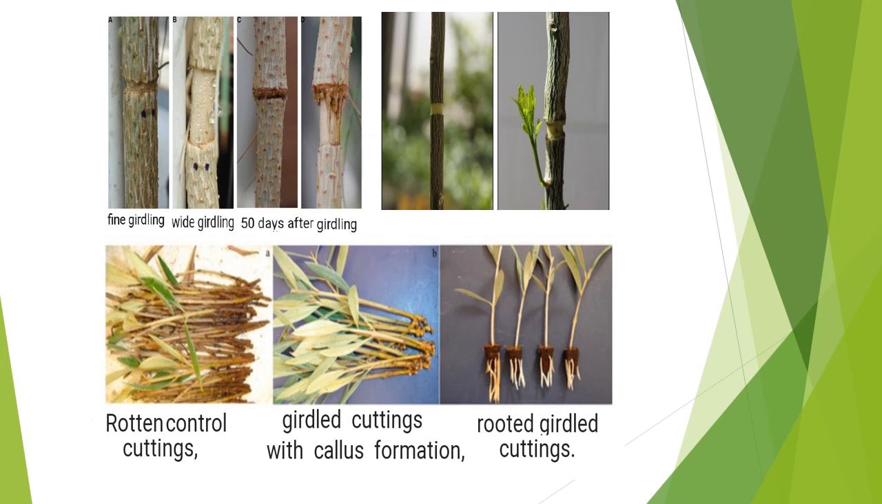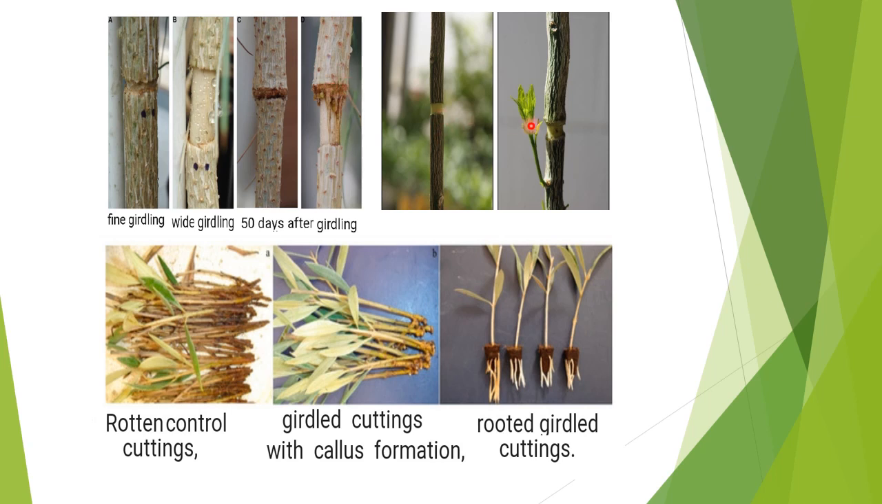So girdling is done this way. You are making a girdle here by removing a portion of it, and this is fine girdling. This is wide girdling. This is 50 days after girdling, where you will see the swelling of the upper portion, because carbohydrates and hormones have accumulated there. So this area is taken and it will have more chances of root formation.